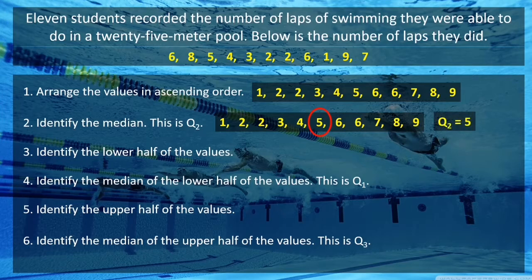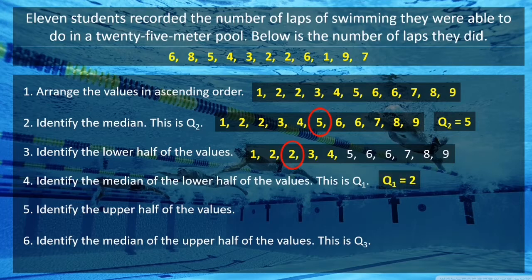Third step is to identify the lower half of the values. The lower half are the values found below the median, which are 1, 2, 2, 3, and 4. Fourth step, identify the median of the lower half. The median of the lower half is the middle value, which is 2. Now this is the value of our first quartile.